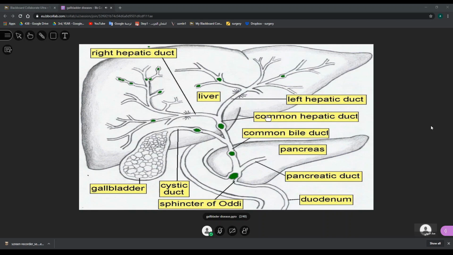It's very important to understand and to remember the names of each one. So they form together common hepatic duct. They descend down the common hepatic duct until it joins the cystic duct. After the cystic duct joining the common hepatic duct, it will be common bile duct. The common bile duct descends down until the duodenum, second part of duodenum. And here you can see the sphincter of Oddi, which is a physiological sphincter that opens to allow the bile to go to duodenum.